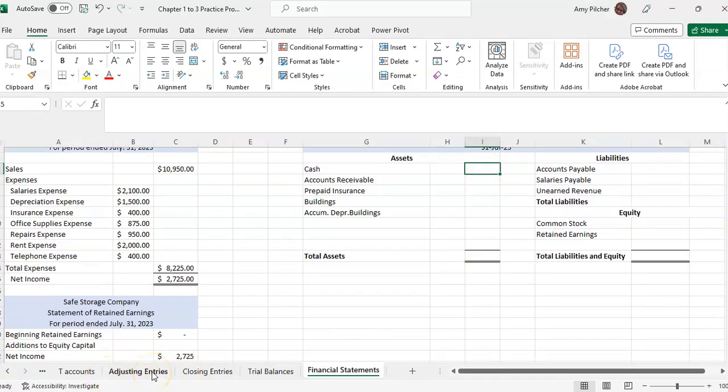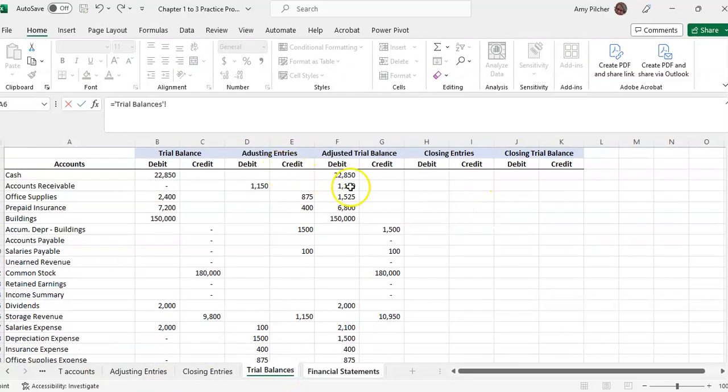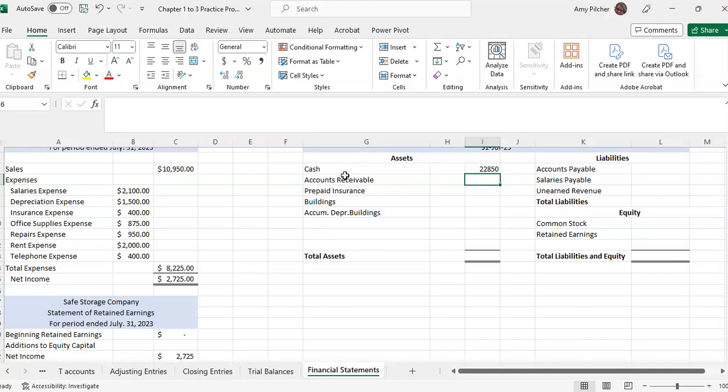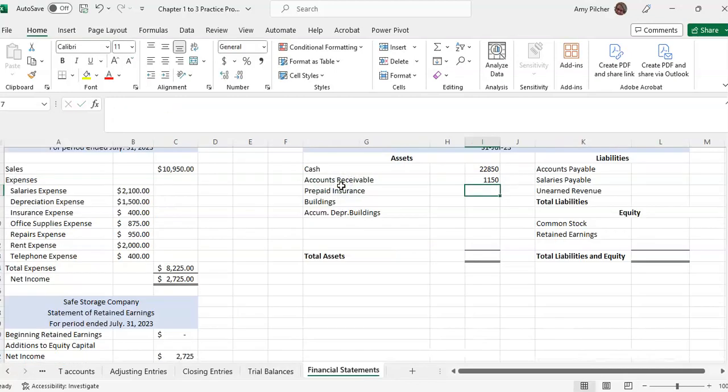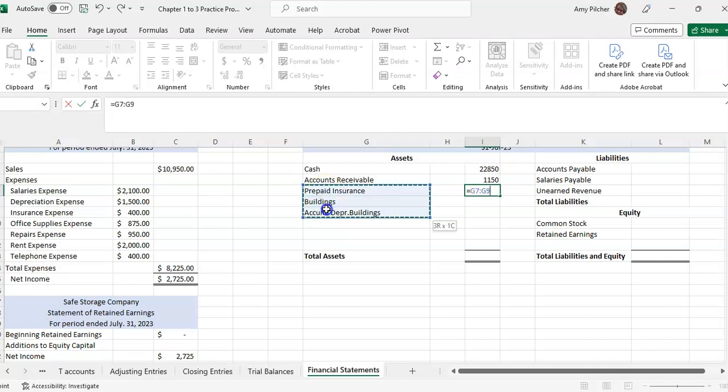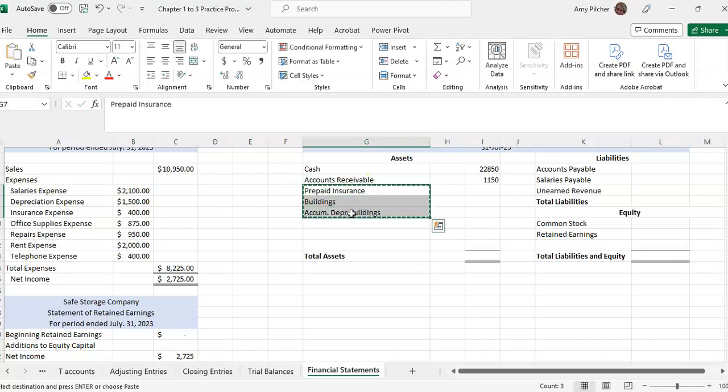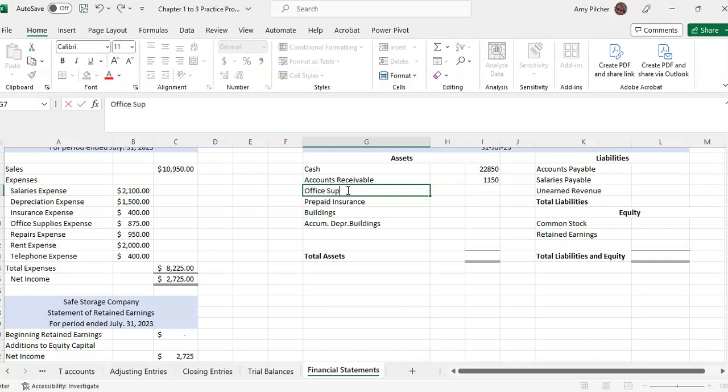Okay, then we're going to take our balances in our accounts. So I'm actually just going to pull these straight from my trial balance. So my cash balance, accounts receivable balance. I am missing, so let's actually move these 3 down. I'm going to put office supplies up here.